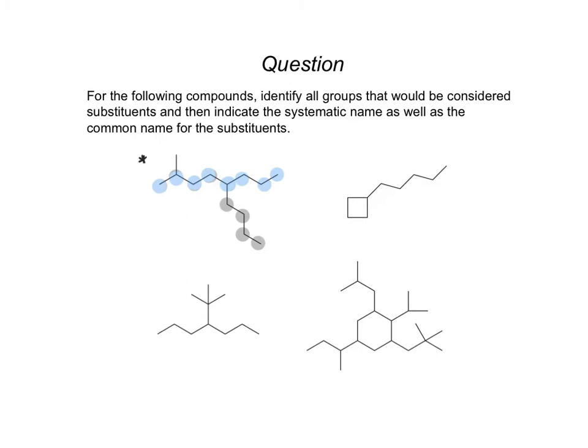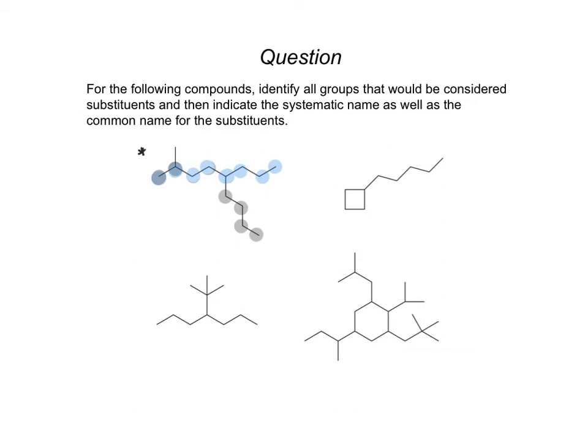So let me highlight those because it makes it clear for me. 1, 2, 3, 4, 5, 6, 7, 8, 9. I'm going to go ahead and circle it to identify the parent chain. The reason why I do this is it also helps me identify who the substituents are. Okay, so 9 as a parent chain, the prefix for 9 is non. And so as a parent, this is nonane.